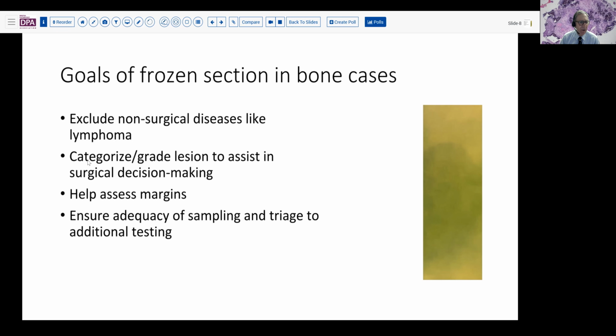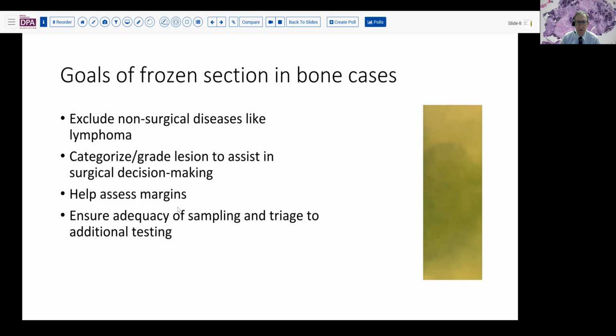However, oftentimes the radiography has provided enough of that sort of grading information, such as in this case, where it was very sharply defined with a little sclerotic rim, so it was already decided that this was a low-grade lesion. At times, surgical frozen section can assist with evaluation of margin.